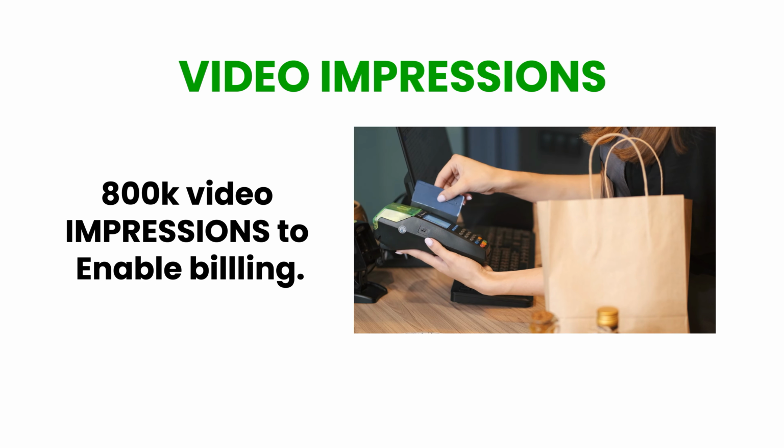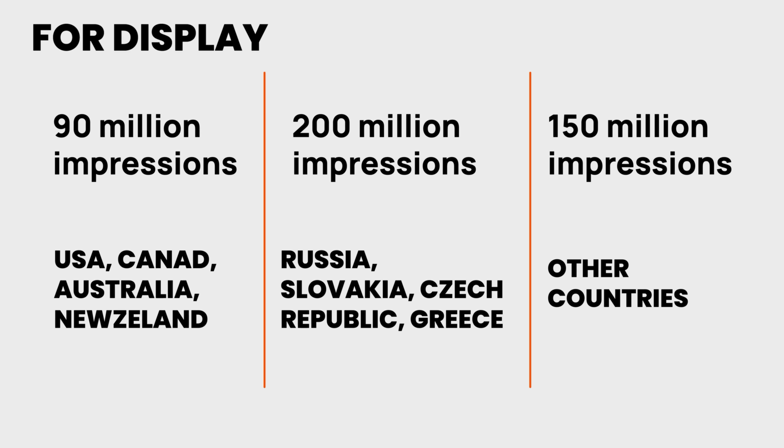So this is the fastest way, because if you're thinking about display, it is 90 million impressions in USA, Canada, Australia, and New Zealand, and 200 million per month in certain countries like Russia, Slovakia, Czech Republic, Greece, and others. And apart from these, for all the other countries, it is 150 million. But all in all, in summary, it's quite difficult for you to achieve the impressions threshold if you're just concentrating on display. So my recommendation would be you focus on video and get the billing tab enabled.